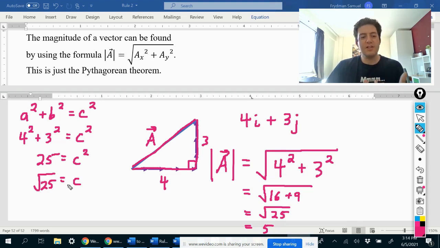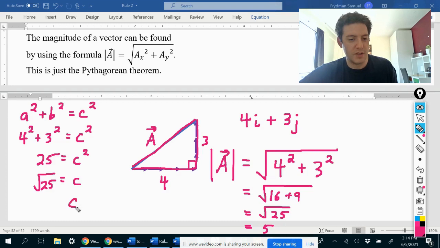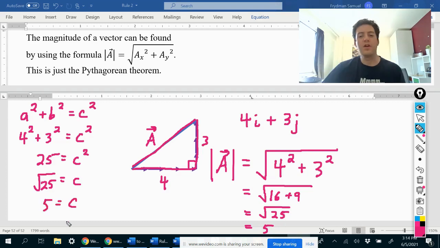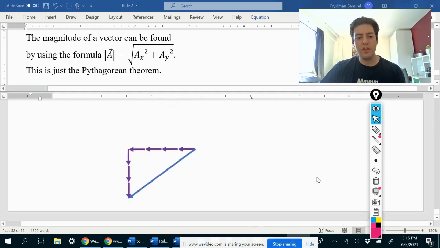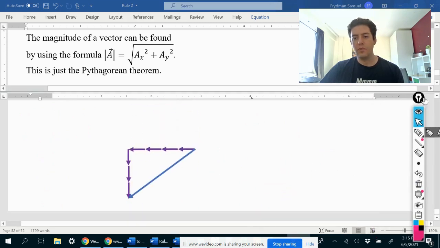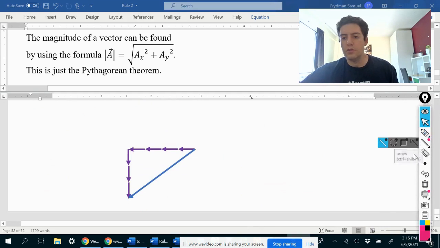Okay, so this is just a quick way of getting what you need to get from the Pythagorean theorem. In the end, you could use the Pythagorean theorem to do this, but instead of writing this all out, you could sort of just take a shortcut and take the square root of the x value squared plus the y value squared, and that'll give you the final answer. So c is equal to 5. Okay, let's just do another example just to show you that this works even when the components are negative.